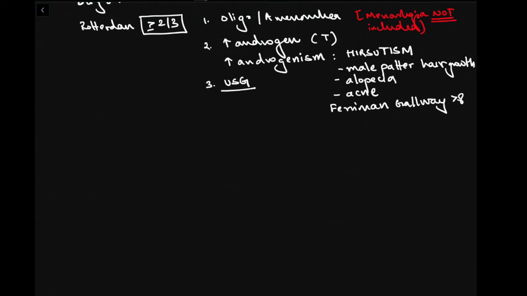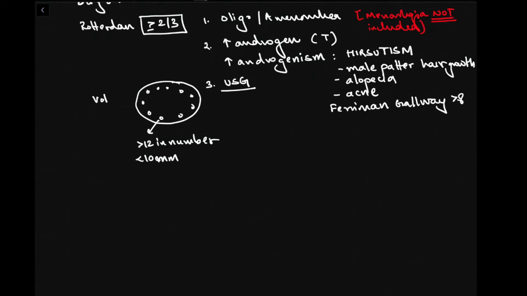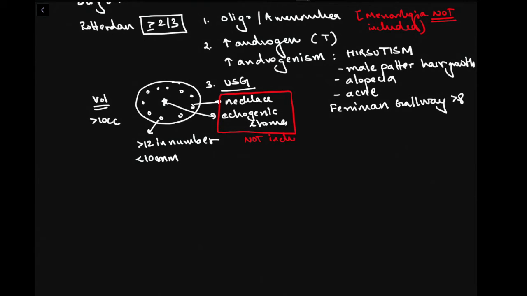Third criteria is the ultrasound diagnosis of PCOS. Here we will have small numerous follicles more than 12 in number and less than 10 mm in size with within an enlarged ovary measuring more than 10 cc. Remember that we already studied that the stroma of the ovary becomes echogenic, while this arrangement is called as necklace pattern. These two are not included in the Rotterdam criteria.